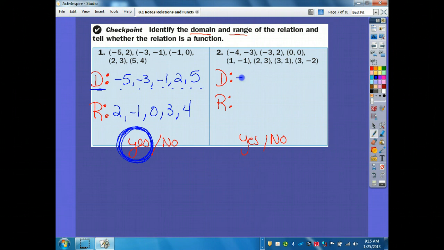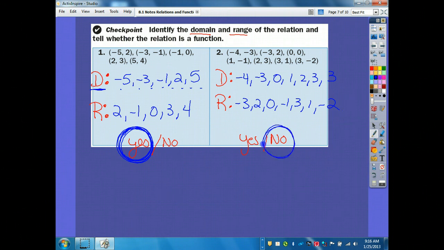Next one, domains: -4, -3, 0, 1, 2, 3, and 3. Ranges: -3, 2, 0, -1, 3, 1, -2. Who says yes, it is a function? Who says no? Woo, you guys are quick. Not bad for a Friday. And no, it is not.